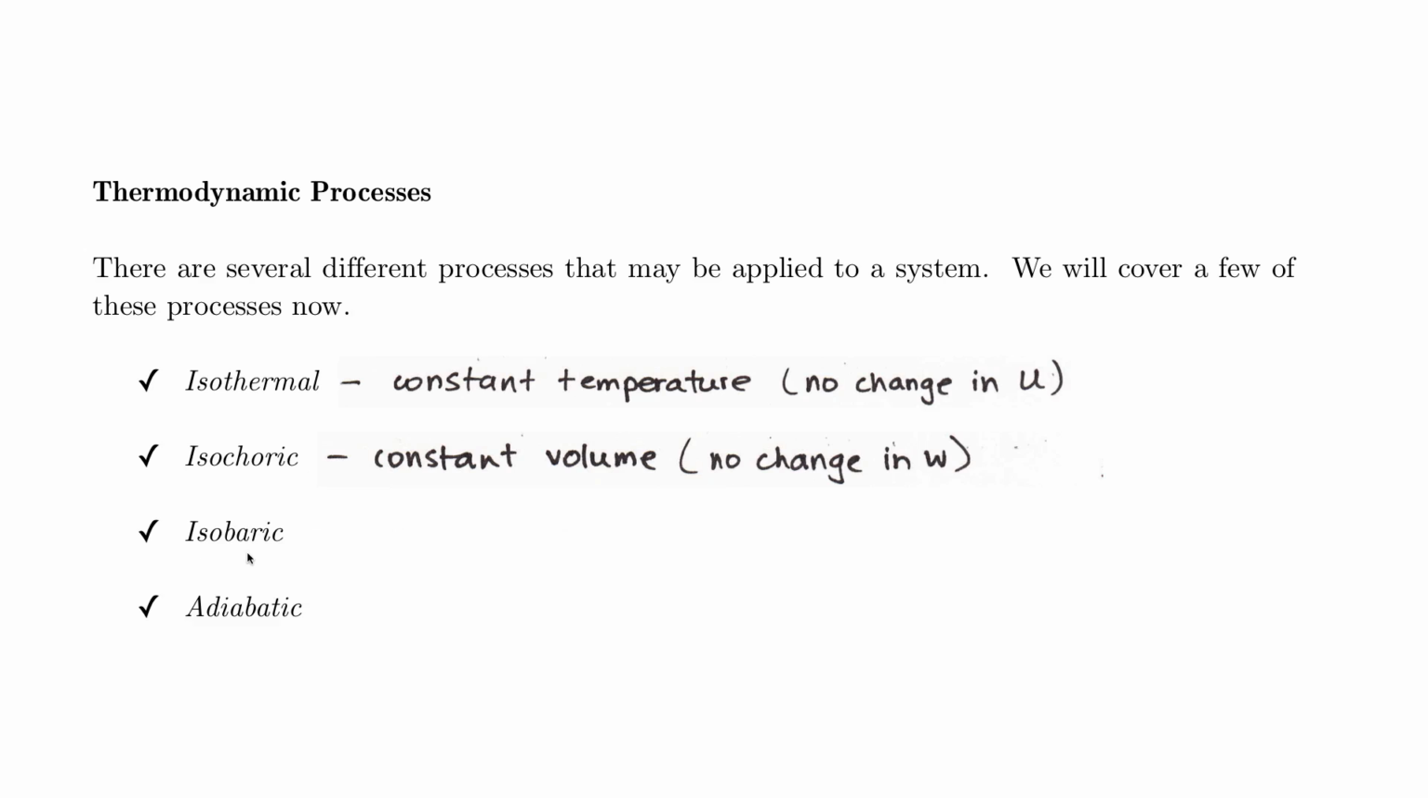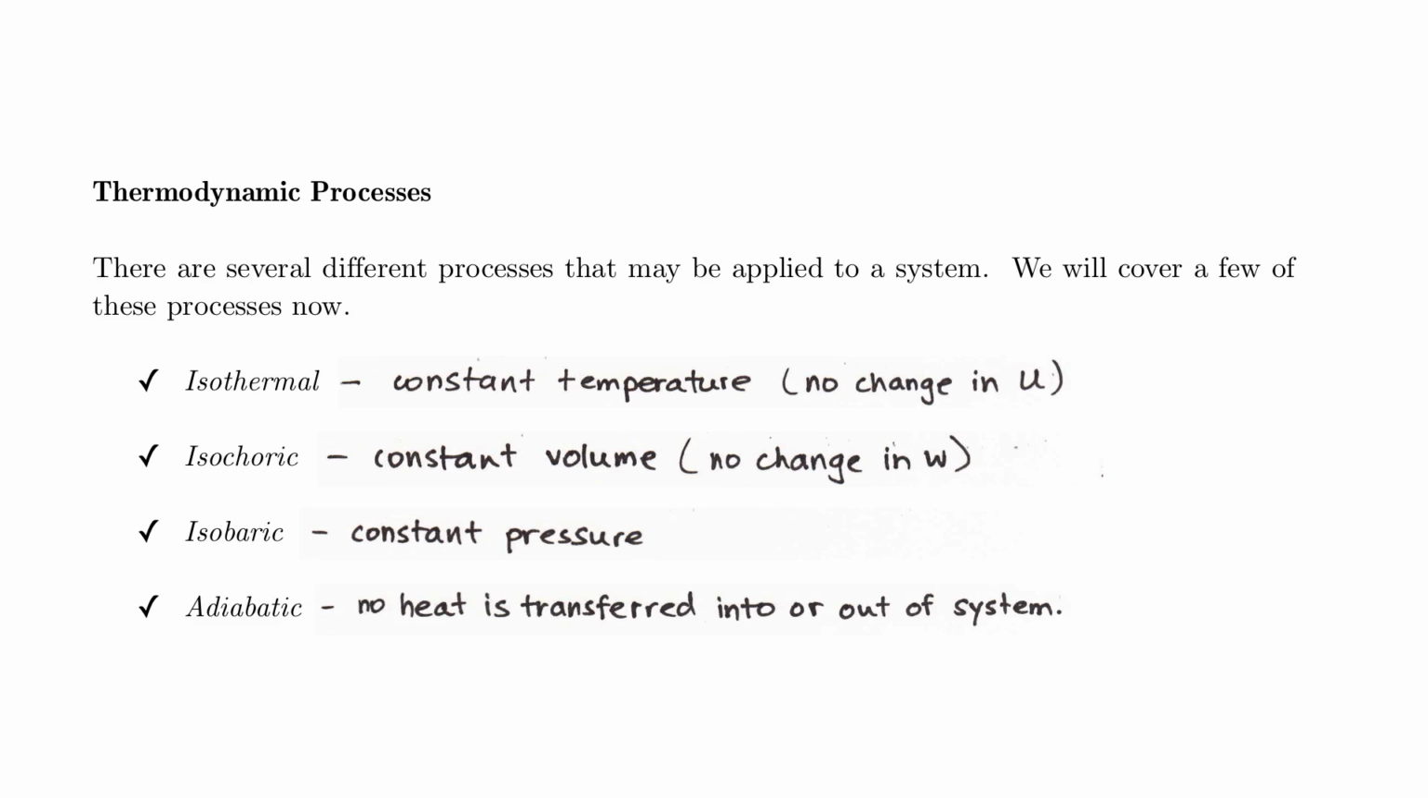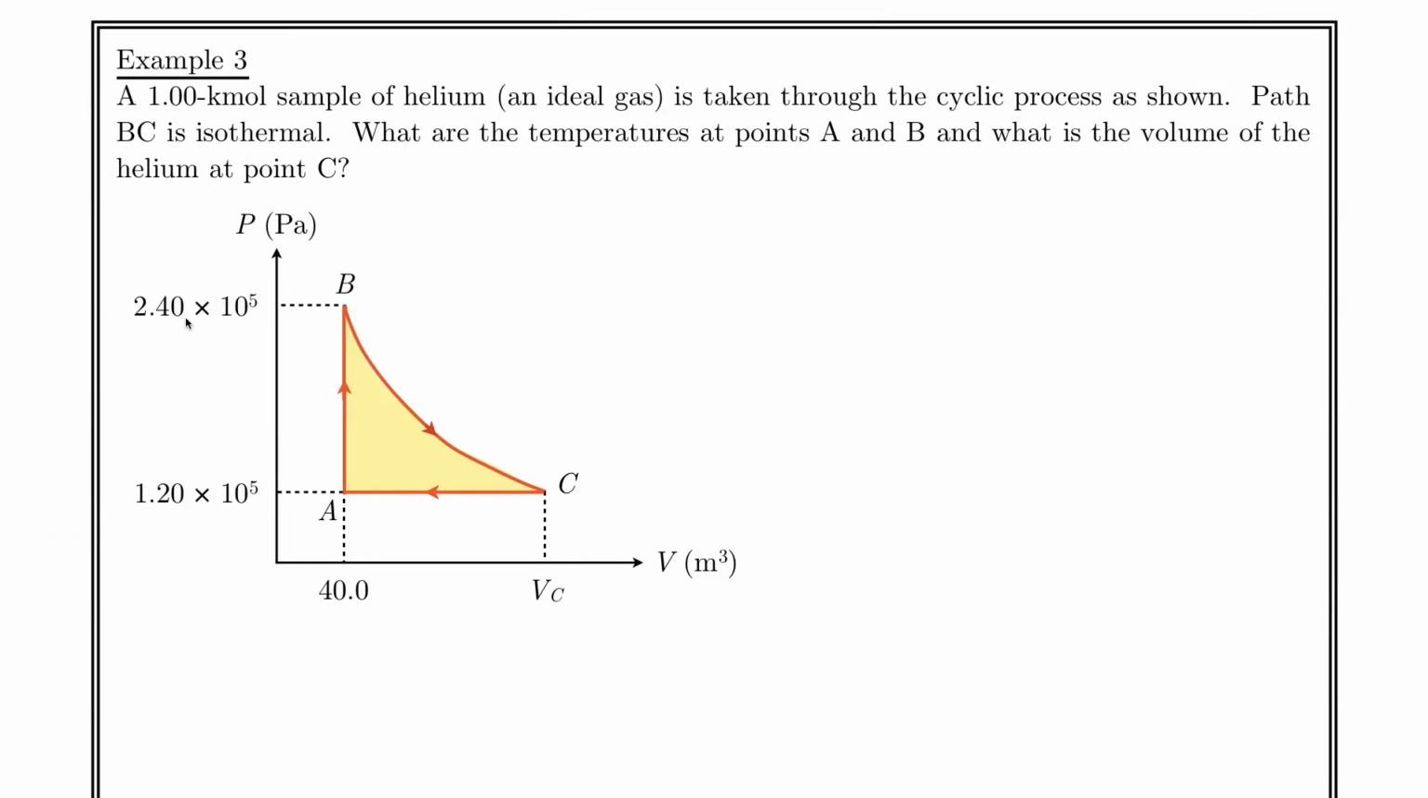Isobaric is any process that applies a constant pressure. And adiabatic is any process where no heat is transferred into or out of the system. And these are kind of the four processes. Now, on a PV diagram, they will all look a little bit different. And we can go through a couple of them now, just so that you're familiar.